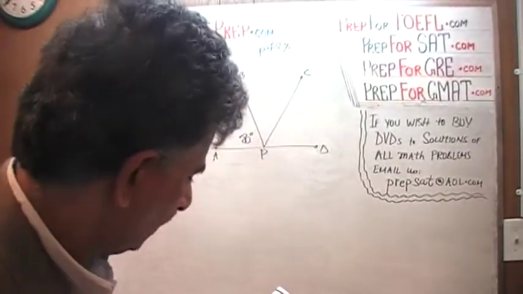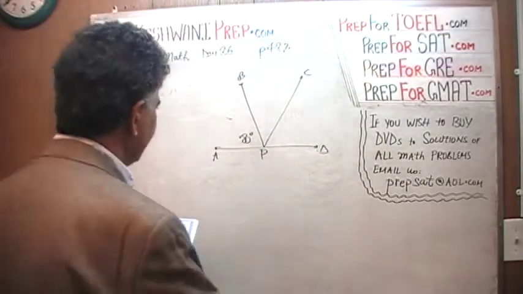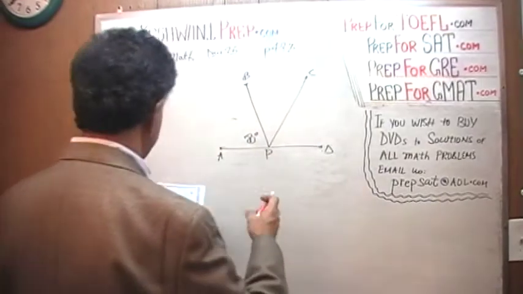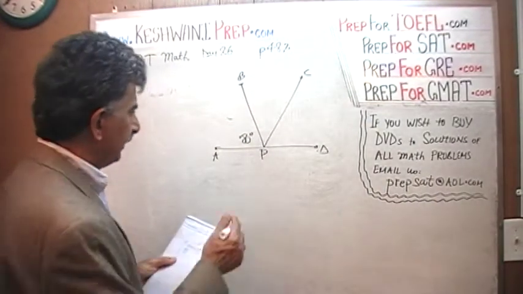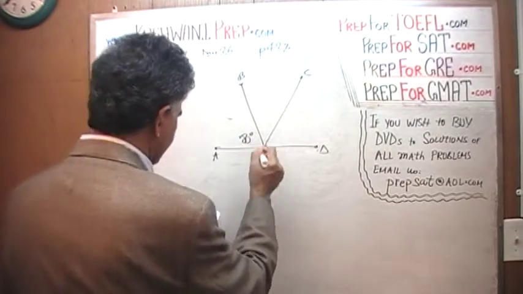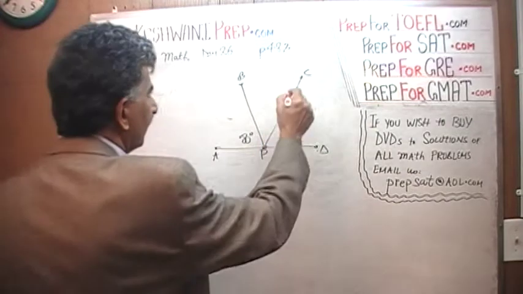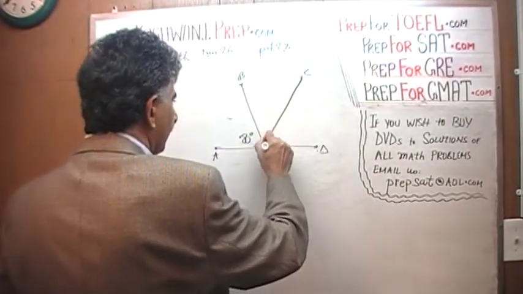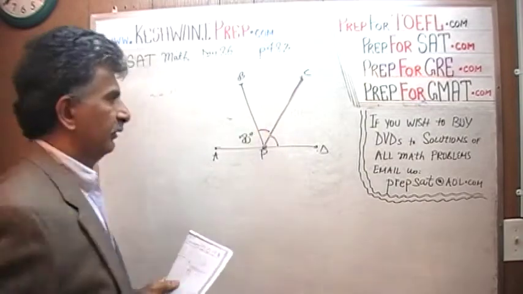And we are told that AD and PC bisect. In the picture above, P lies on AD, right here. And we are told PC, this line right here, bisects, which means this angle is equal to this angle. That's what they're trying to say here.